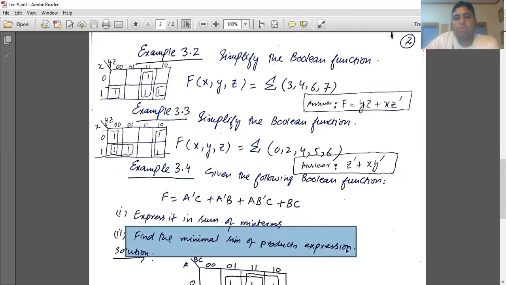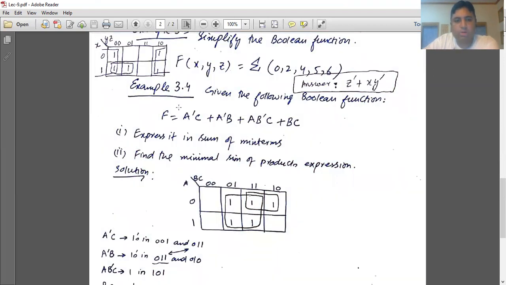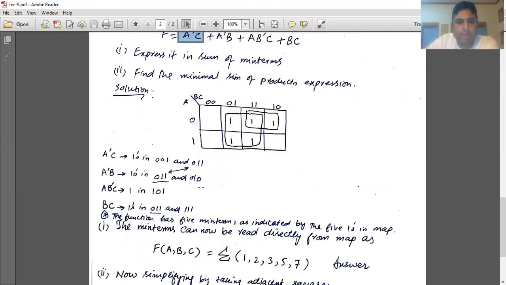Okay, so first of all, the first term is a bar c. A bar c means a should be 0 because a is complemented, and c should be 1. So a is 0, c is 1, but b is missing. So b can have two possible values: b can be 0, b can be 1.